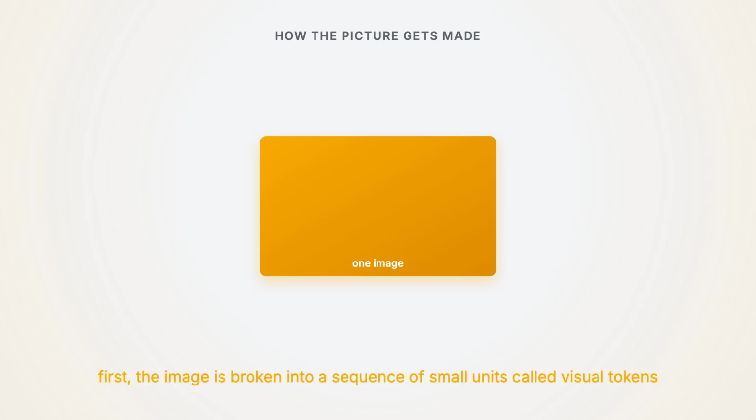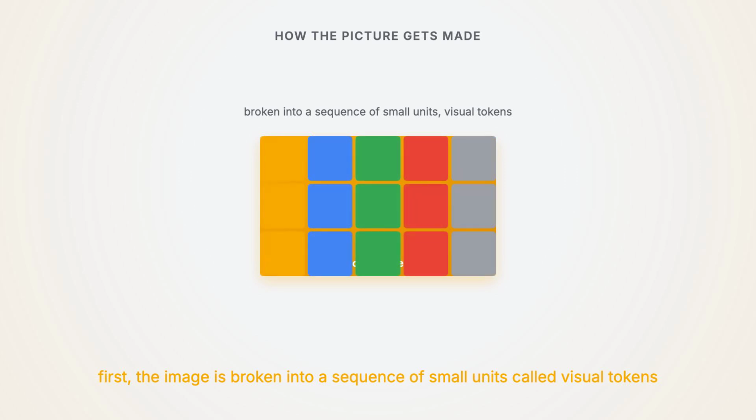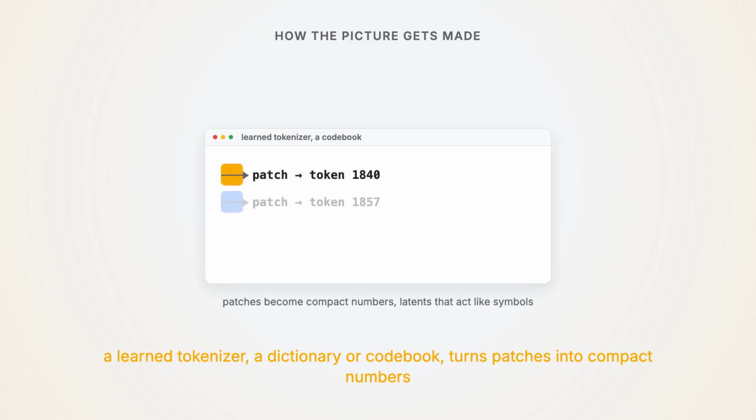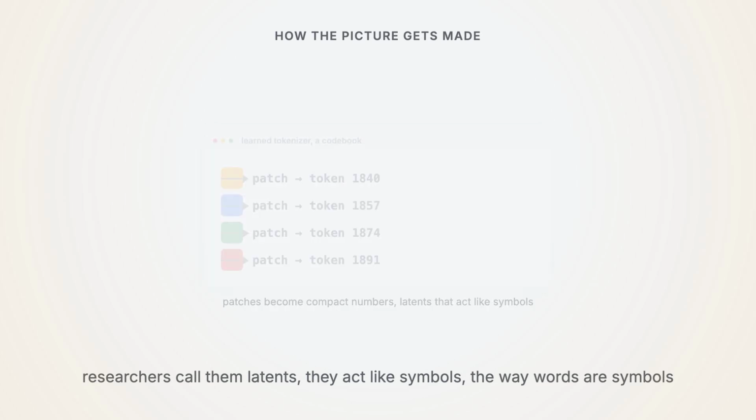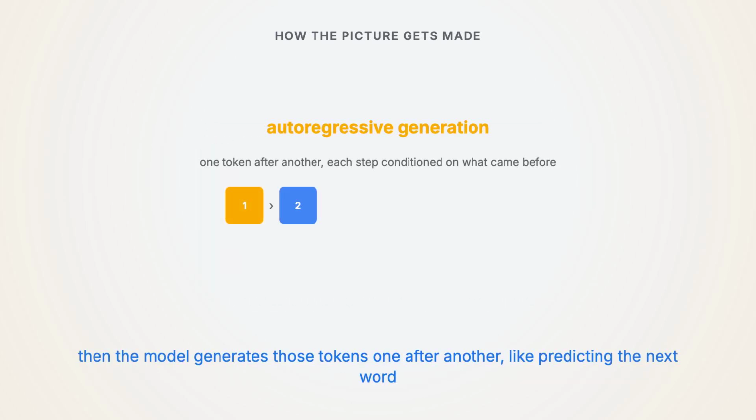First, an image is broken into a sequence of small units called visual tokens, using a learned image tokenizer. Think of it as a dictionary, sometimes called a codebook, that turns patches of an image into compact numerical summaries, what researchers call latents, that act like symbols, the way words are symbols. Then the model generates those visual tokens one after another, predicting the next piece of the image much like predicting the next word.